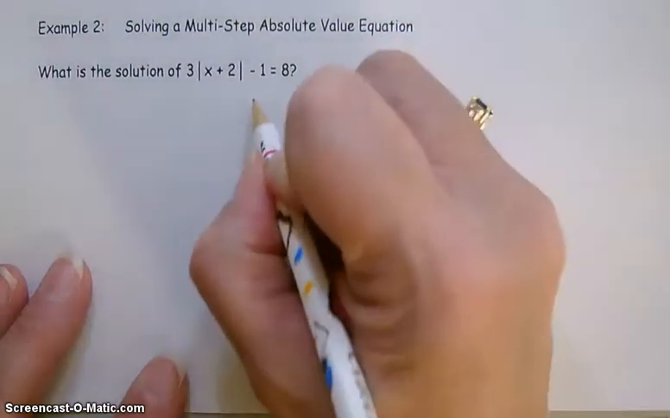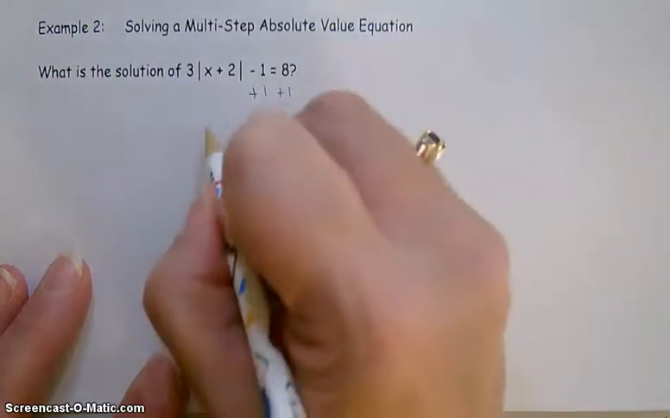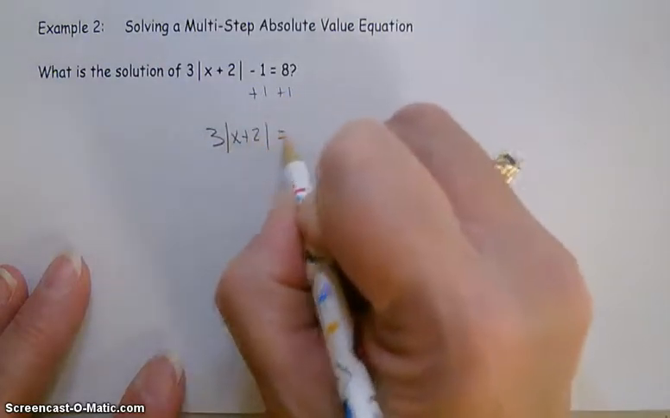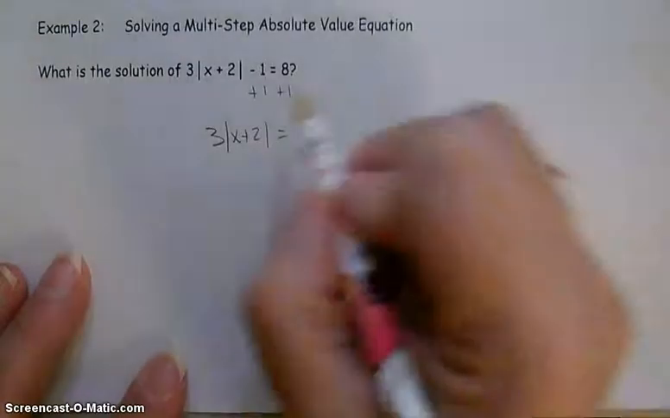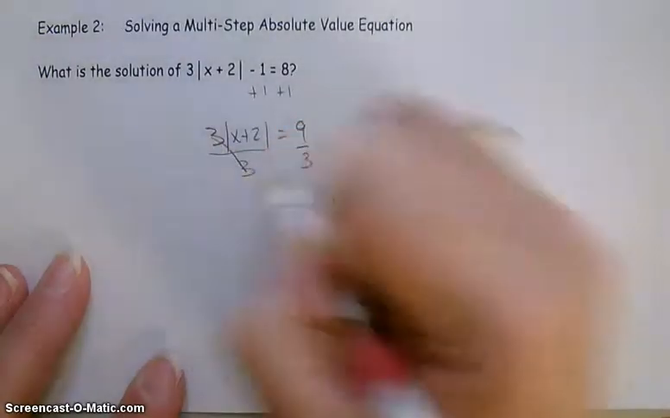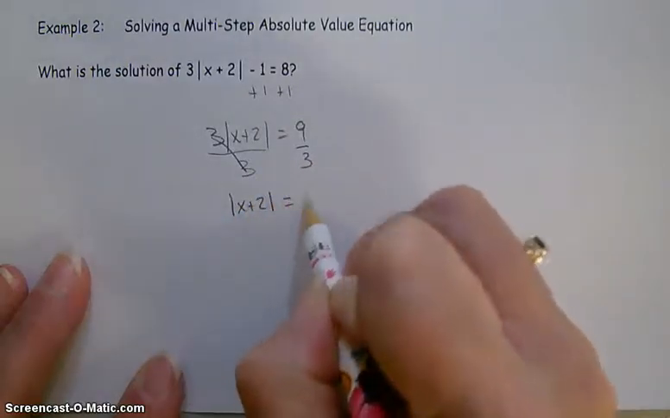So I'm going to add 1 to both sides. I have 3 times the absolute value of x plus 2 equals 9. Now I'm going to divide both sides by 3. These cancel, and I have the absolute value of x plus 2 equals 3.